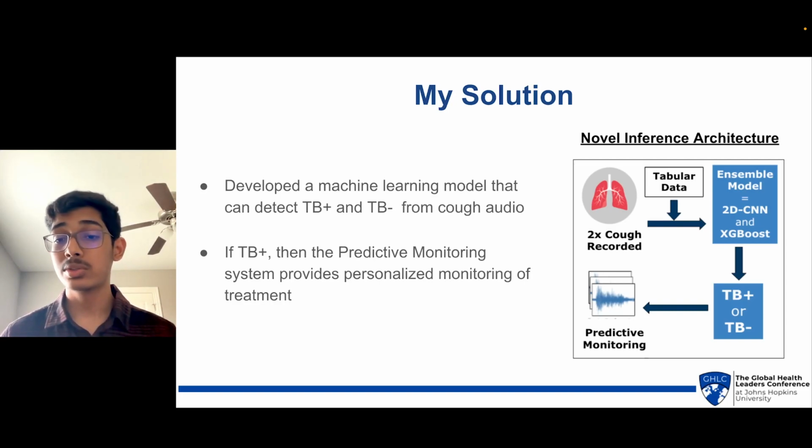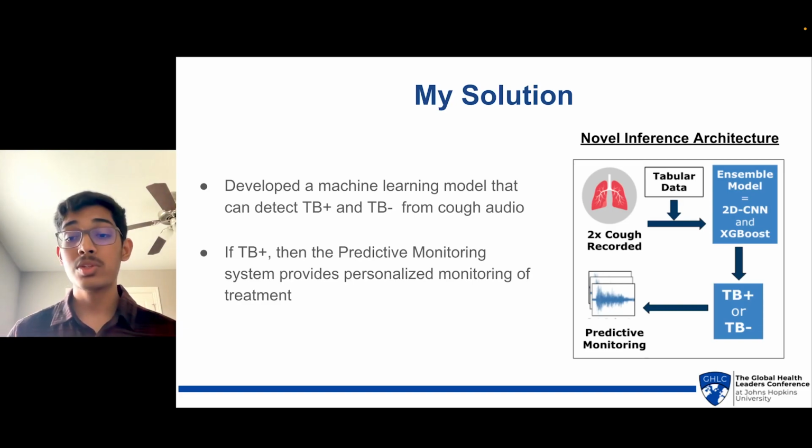So first, the individual's cough would be recorded. That, in combination with the tabular data, which is their demographics like age, past history, etc., will be fed into the ensemble model. The ensemble model consists of the 2D CNN machine learning model and the XGBoost machine learning model. The 2D CNN model is used for the cough audio, while the XGBoost model is used for the demographic data. That would result in a binary classification of TB positive or negative, and if the individual is positive, it would proceed to predictive monitoring.